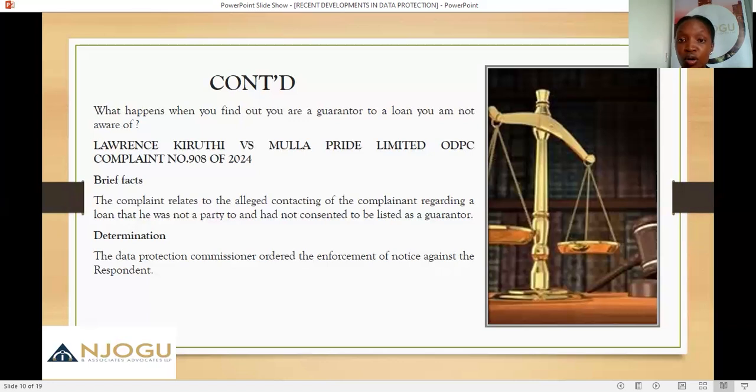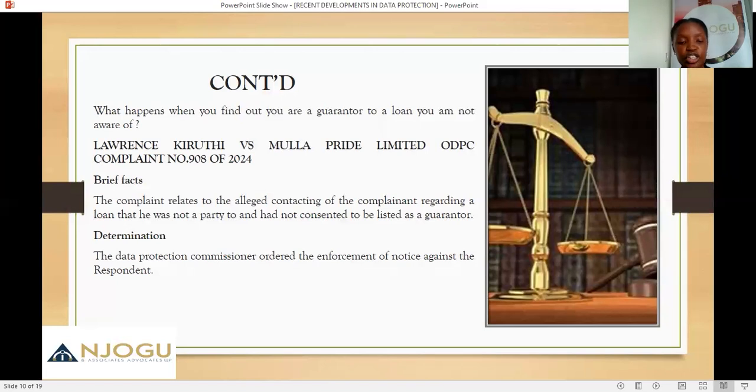This is wrong because now they even went ahead to send text messages to the family members saying that so and so, party X, this is Lawrence, is a guarantor and he should settle this claim, he should settle the debt. You can see that this is causing distress to the complainant.